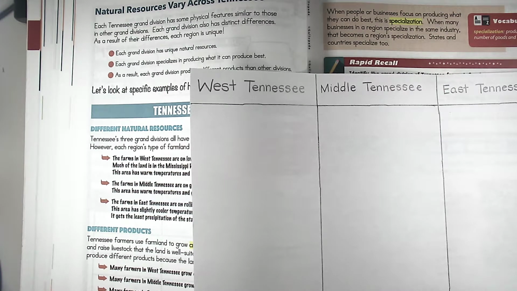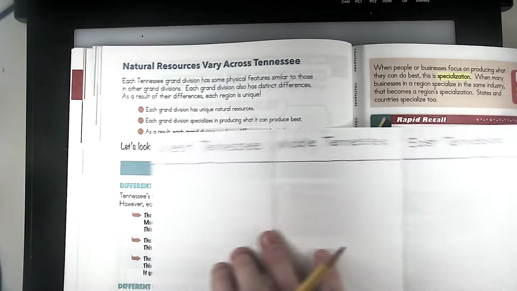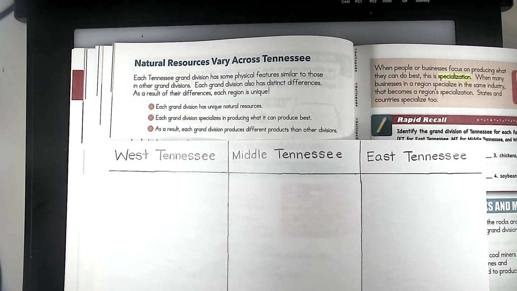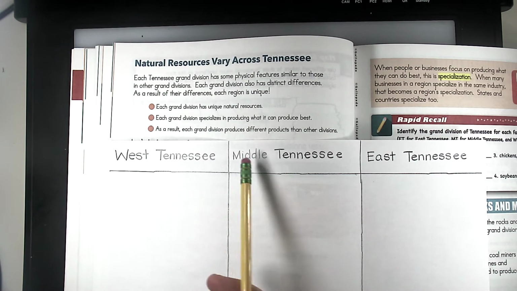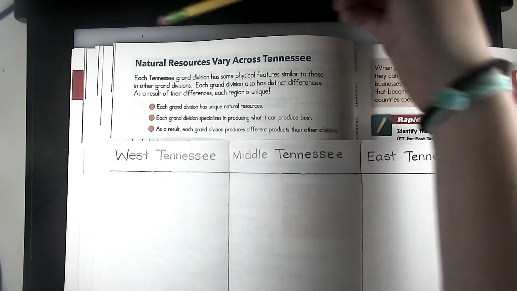So you should have your note-taking guide ready as well as your workbook, and we are going to start on page 62. So go ahead and open up to page 62, and we're going to read while taking notes. So we learned about the three grand divisions of Tennessee. We know there's West Tennessee, Middle Tennessee, and East Tennessee. So let's go ahead and read about it.